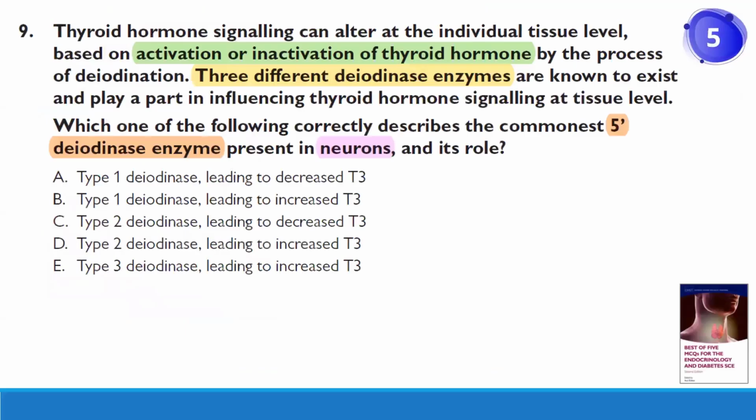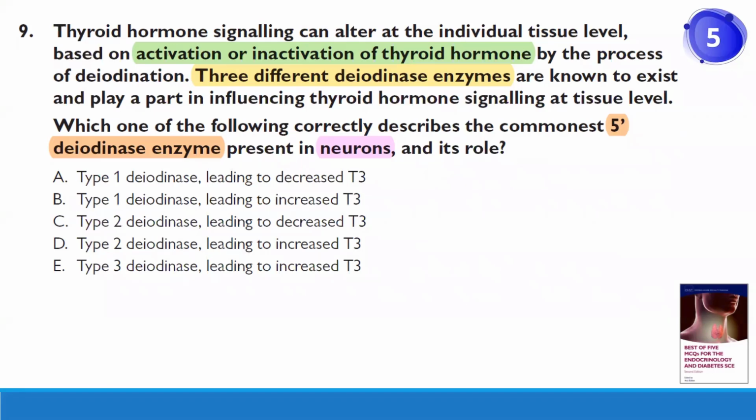Another case scenario, this is the last question from the previous presentation. Thyroid hormone signaling can be altered at the individual tissue level based on the activation or inactivation of thyroid hormone. A lot of complicated paragraph. So which one of the following correctly describes the commonest 5-deiodinase enzyme present in the neurons and its role? Which one? In the neurons, don't forget.